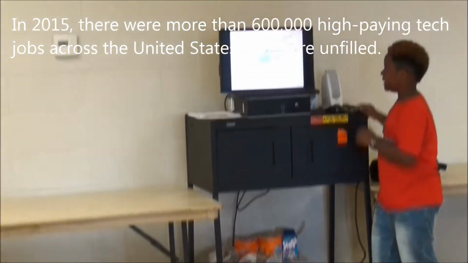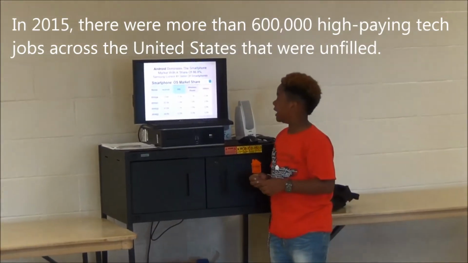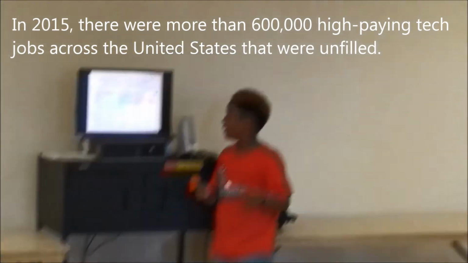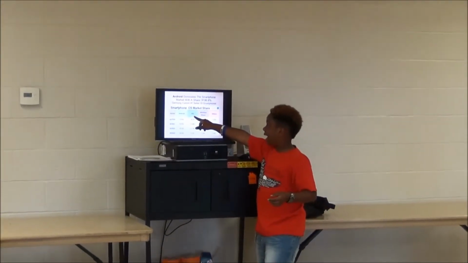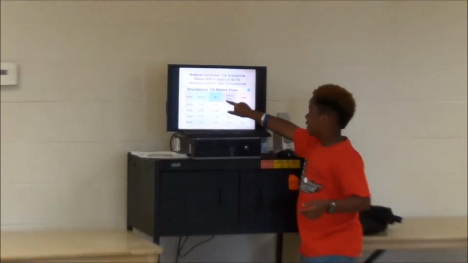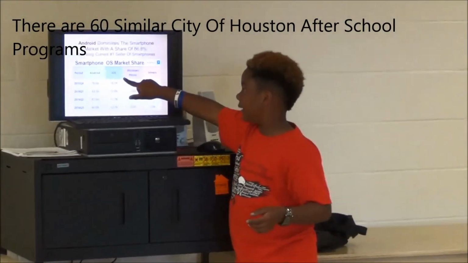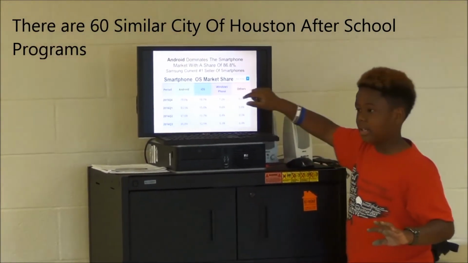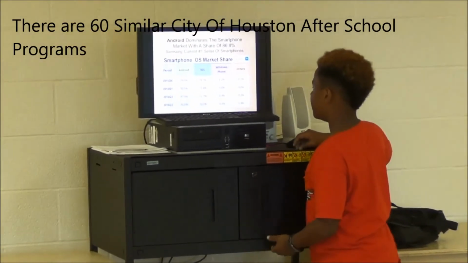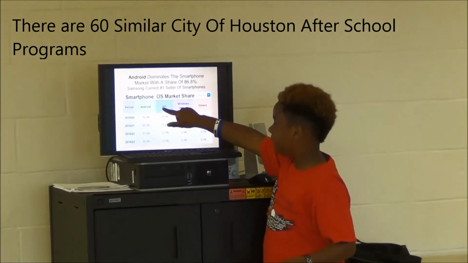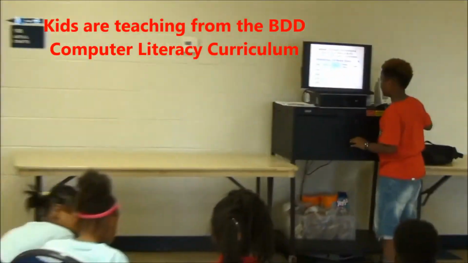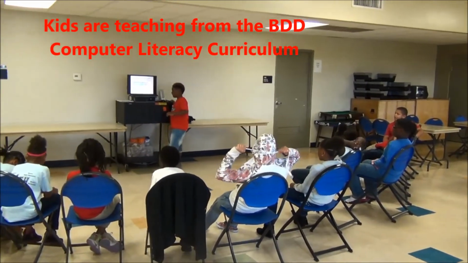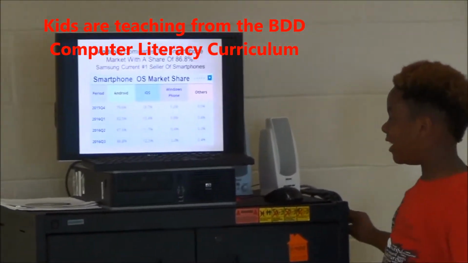This slide says, Android dominates the smartphone market with a share of 86.8%, Samsung current number one seller of smartphones. Smartphone OS maker share: Android, iOS, Windows Phone, and others. The difference between Android and iOS is that Android is regular Androids like LG, Samsung, BlackBerry. And the iOS, the reason it has an I is because the I stands for iPhone, like iPhone 6 or 7 or any of that. If you go to 2016 Q3, the market share for Android was 86.8%, and iOS was 12.5.